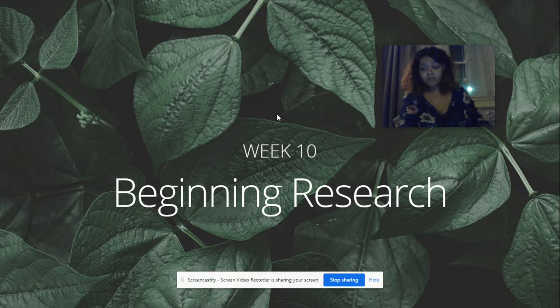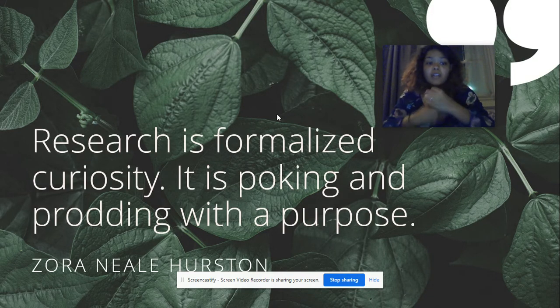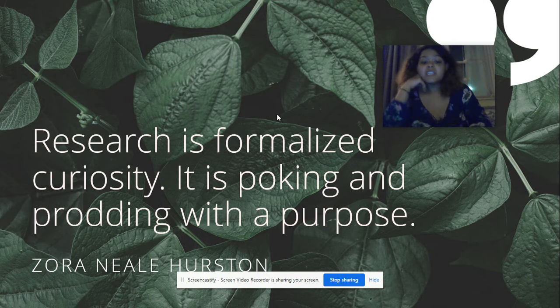So let's get started. Before we do anything, I want to try to frame, or maybe reframe, our conception of what it means to research, what it means to be researchers. So rather than thinking about research in the context of a specific assignment, although we are completing a specific assignment, I would like for you to keep this broader idea of research in mind: the idea of research as formalized curiosity, poking and prodding with a purpose.